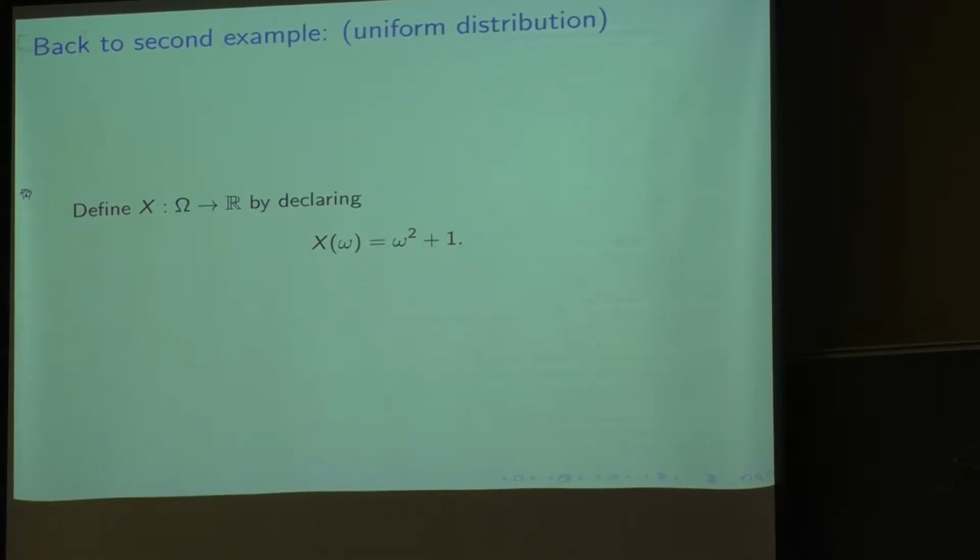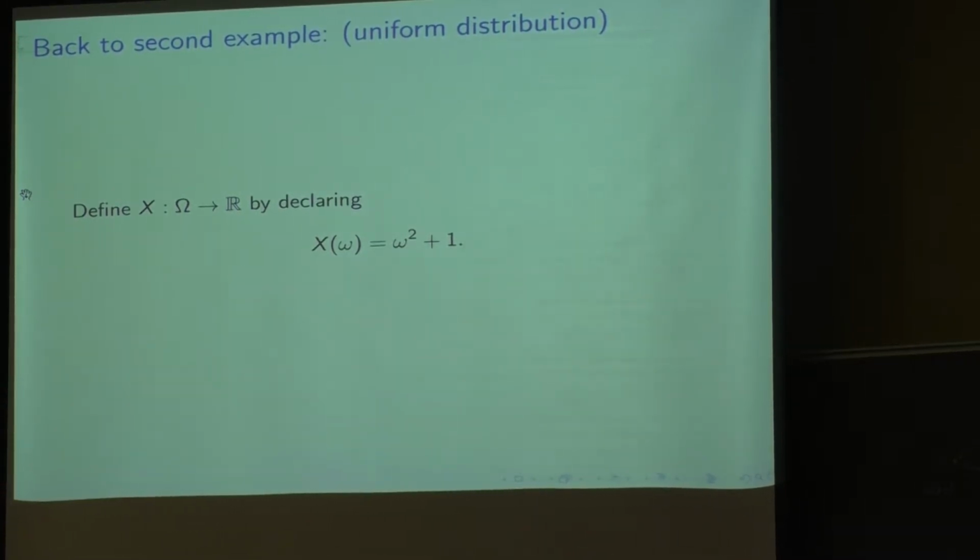Fine. And now let's go back to the second example and let's define another function from omega to the real numbers. So you give me an omega in the second example. What is an omega in the second example? A little omega in the second example. It's a real number between 0 and 1. I say x of omega is omega squared plus 1. Why omega squared plus 1? Why not? So, okay, that's a function from omega to the real numbers. Is it a random variable? What do I have to check to make sure that this is a random variable?